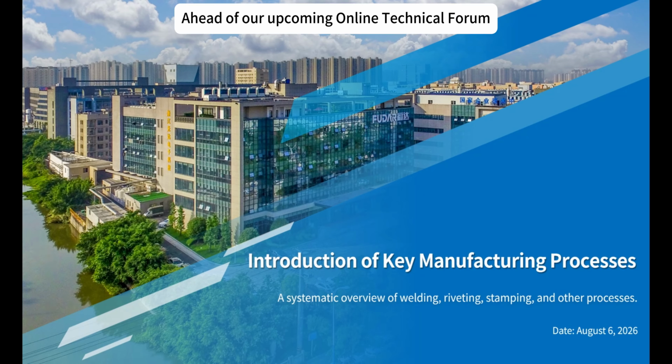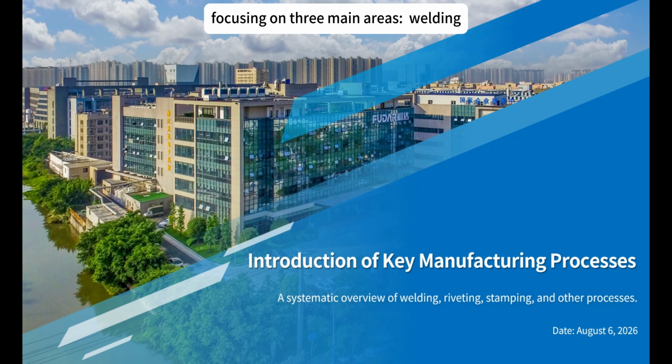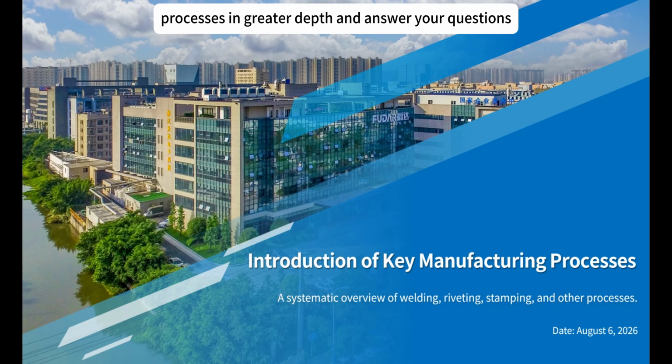Ahead of our upcoming online technical forum, this video will provide a general overview of the key manufacturing processes used in electrical content assemblies, focusing on three main areas: welding, riveting, and stamping. This video is designed as a starting point to help you build a basic understanding of these processes. In future forum sessions, our technical experts will explore selected processes in greater depth and answer your questions.